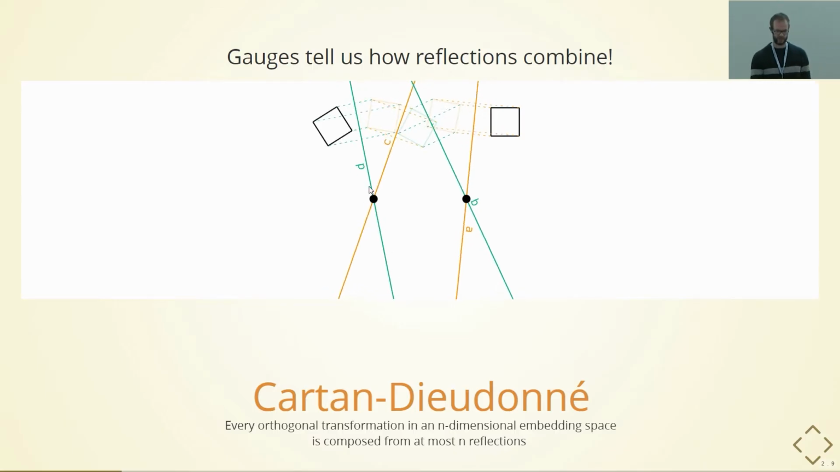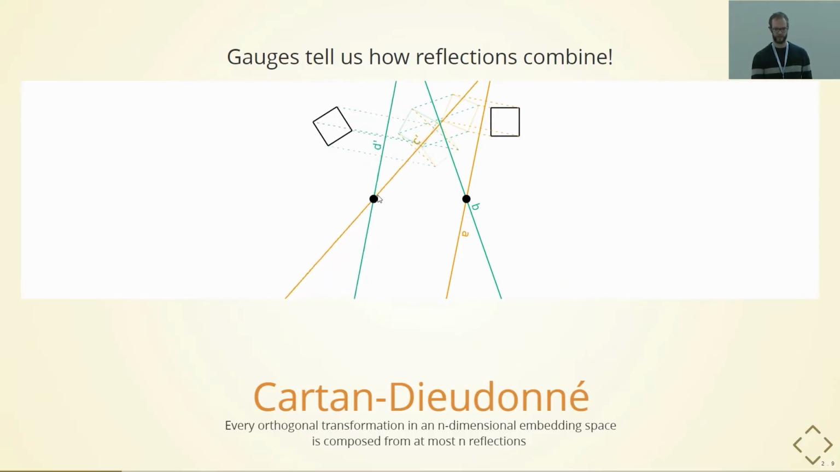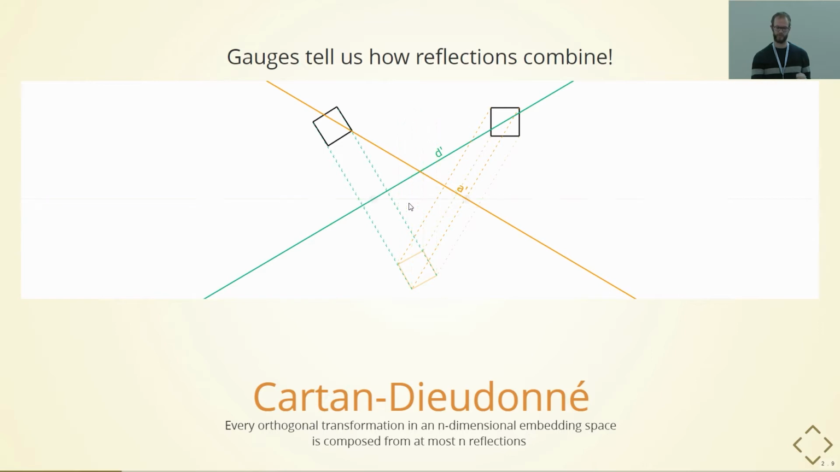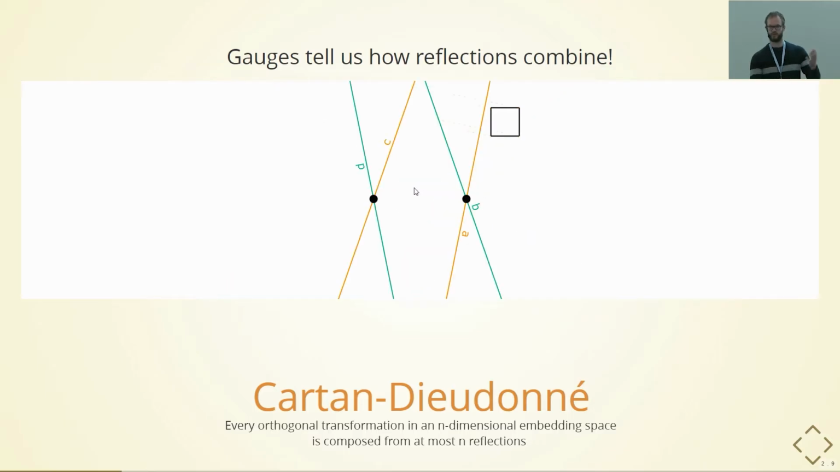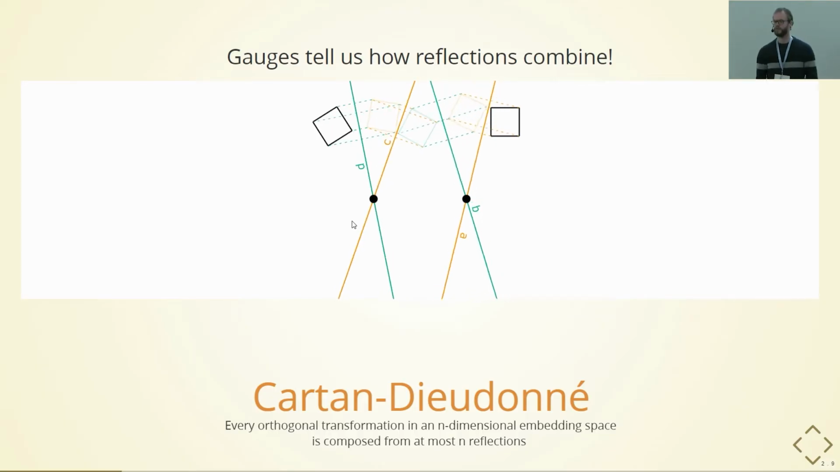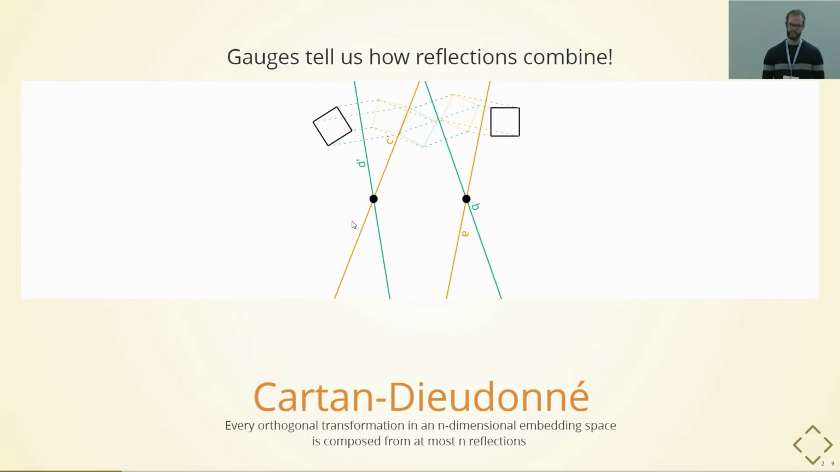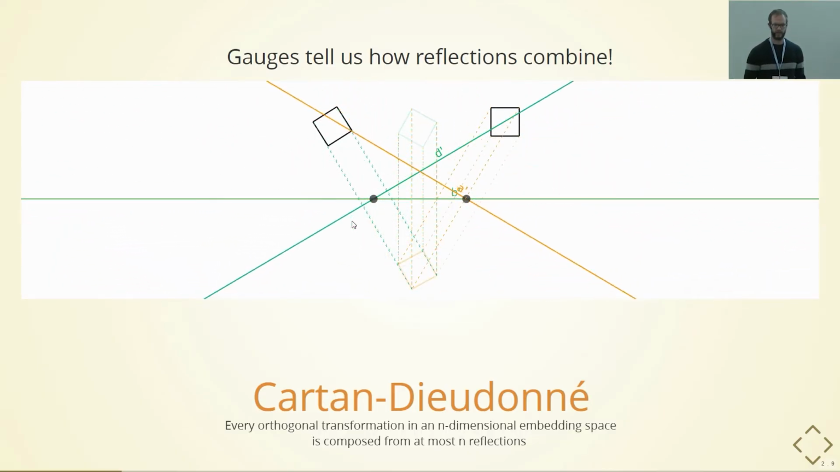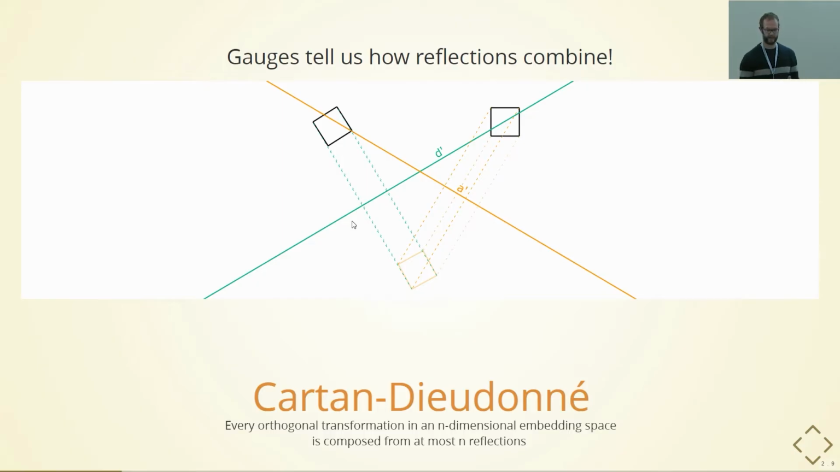Right? So I'll just let that play out one more time, because this is a vital point. So again, until it goes through the other one, 2 of them become the same. It cancels, and then it's just a rotation around this new intersection point, which you would have never been able to predict if you just see the original 4, right? So that's a very neat concept. And this is something called the Cartan Dieudonné theorem, and that says that every orthogonal transformation in an n-dimensional embedding space is composed of at most n reflections.